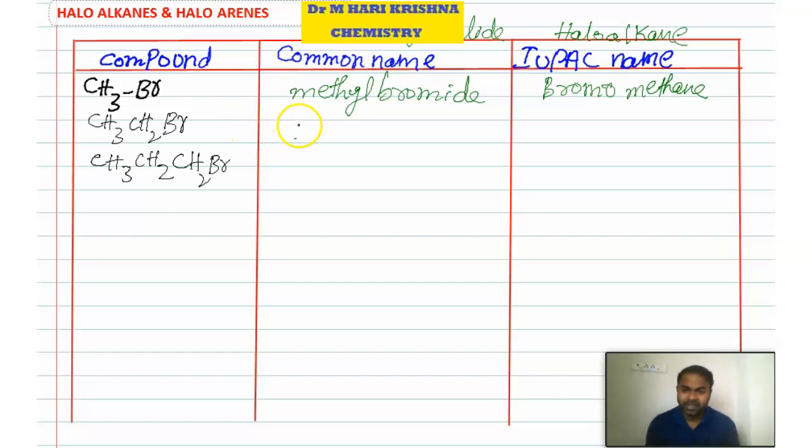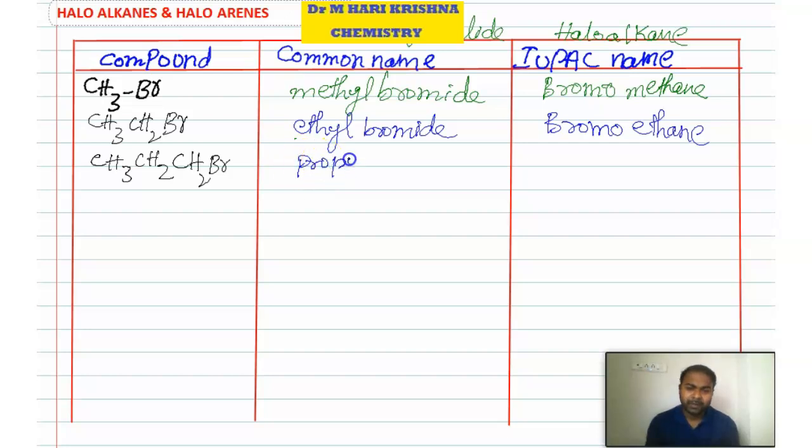Next one: CH3CH2Br. CH3CH2 means 2 carbons. So ethyl bromide. Next here, bromoethane. Next one is 3 carbons, means propyl bromide. Next one is bromopropane.